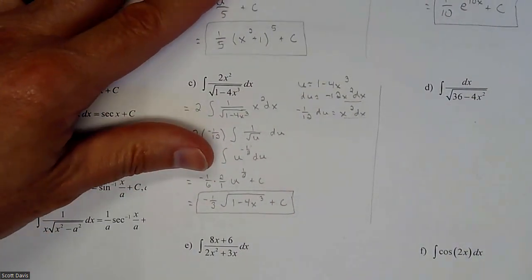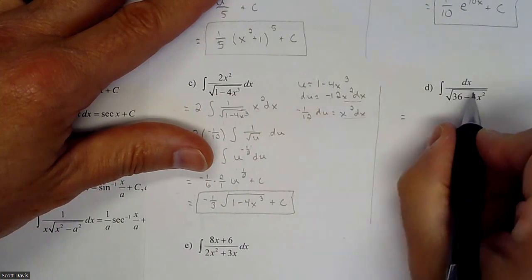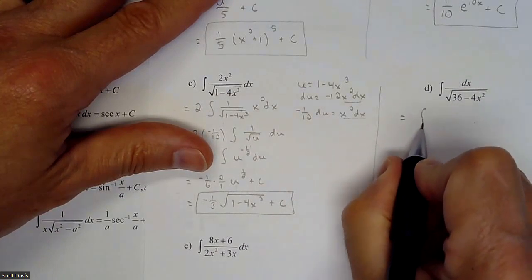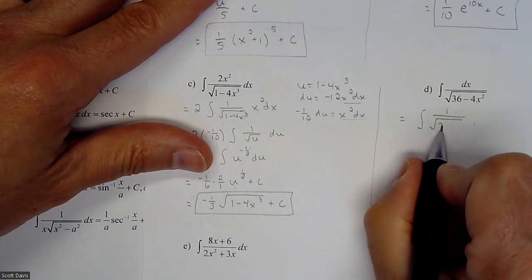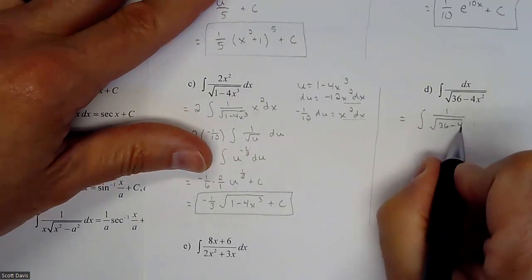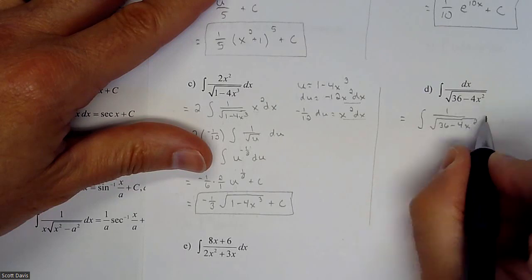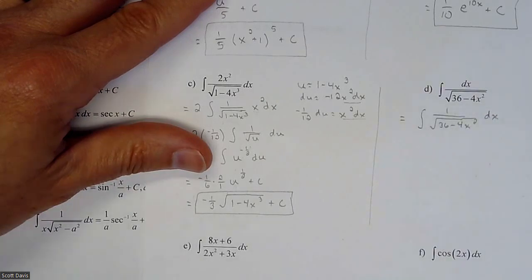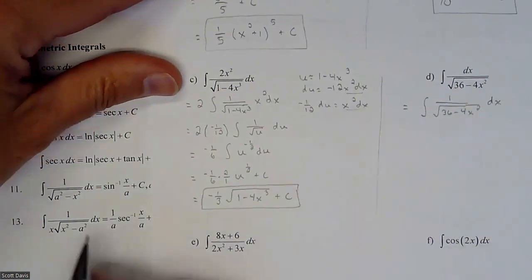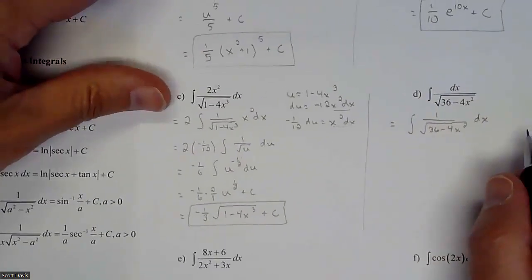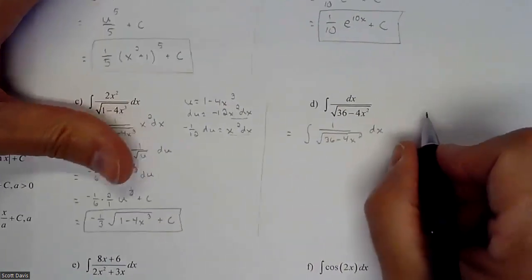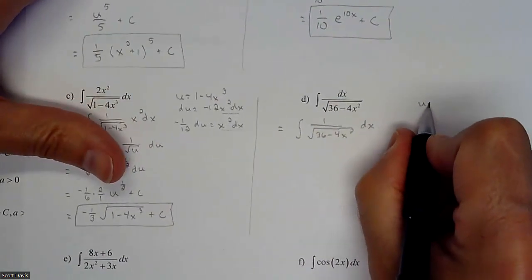Okay, all right, so let's start with rewriting this a little bit as 1 over the square root of 36 minus 4x squared. And I'm going to pull that dx off to the side. All right, so it very much now has that look to it. But what I have is I'm going to do a little bit of a mini u substitution.